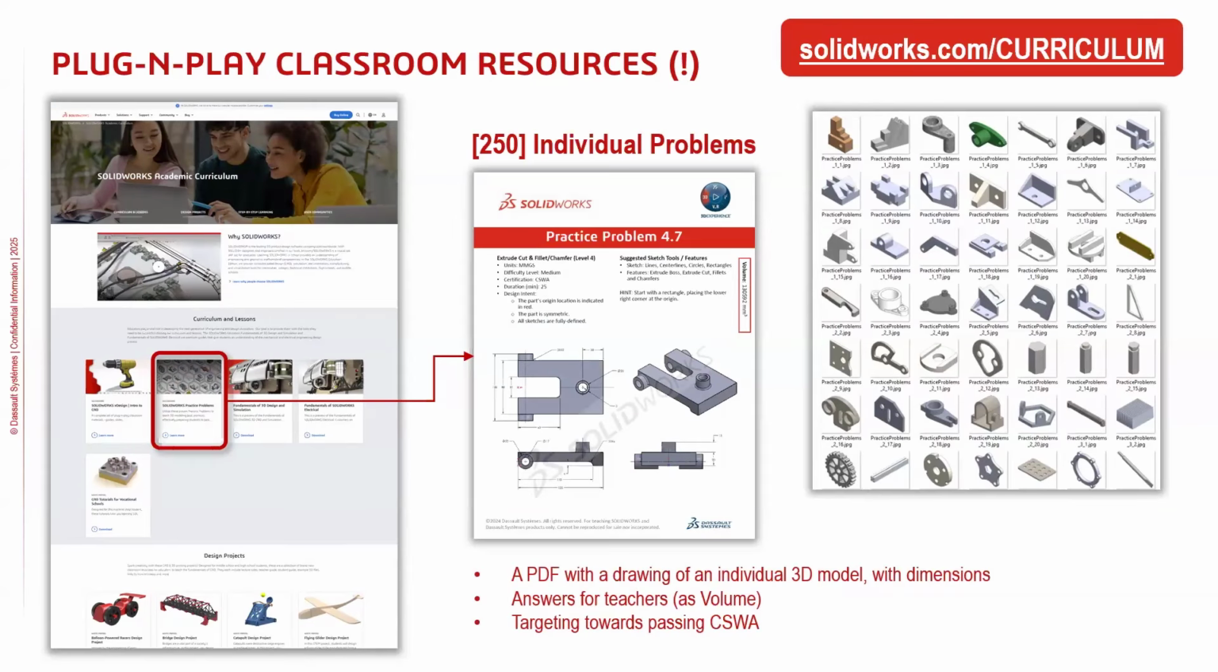Now, each practice problem is a PDF with a drawing of an individual 3D model that has dimensions on it, and then recommended features to use. Now, the answers for teachers are a little volume in the upper right-hand side, and then you can mask that off or cut it off before you distribute it to your students. And basically, the student looks at the practice problem, sees the dimensions, and tries to build that exact component in SOLIDWORKS. Now, these 250 individual practice problems are divided up into 10 levels, level 1 through 10, right? That's how you progress through them. And they can be used for in-class activities or even homework assignments.